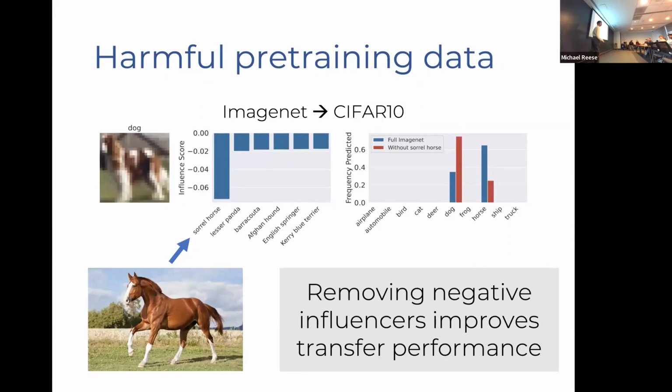As for why exactly, I can't give you a very systematic answer, but at least in the case of sorrel horse, an actual sorrel horse looks like this brownish, whitish horse. And if you look at CIFAR10 examples that this has a very big negative influence on, they look kind of like this. If you squint, this dog also has sort of brown and white, and it's standing in almost the same position as the horse. So you might believe that's why this sorrel horse is a negative influencer, because it's confounding this dog with the horse.